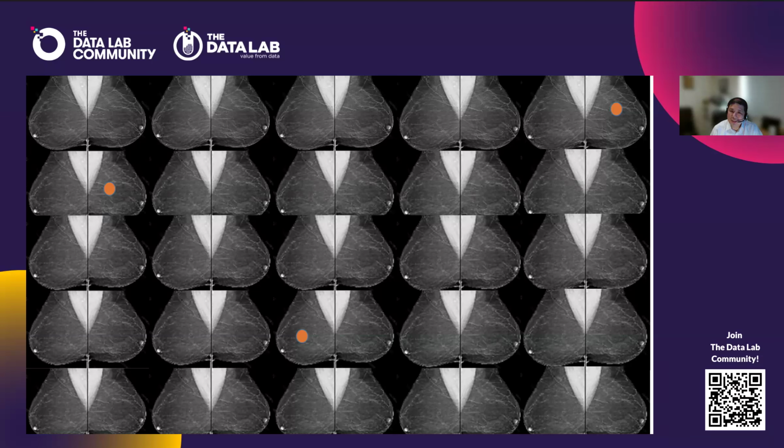So the incidence is 6 to 7 in 1,000. So we're looking for 30 to 36 cancers among 5,000 mammograms that we read throughout a year, or 2.2 million across the whole of the UK.